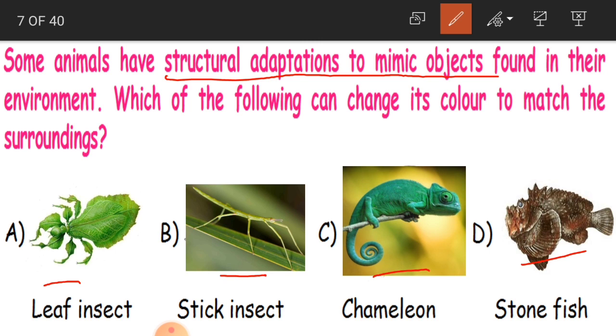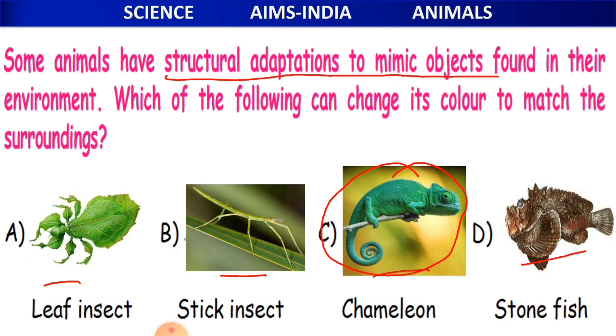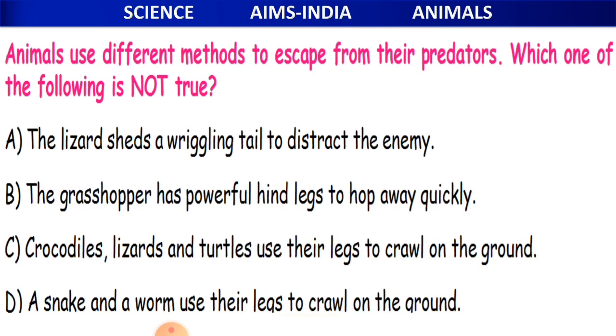Yes, it is the C option, that is chameleon. So it can change so many colors according to its surroundings. Clear? So you can see yellow, red, green. According to its surroundings, it can change many colors. So C is our correct answer. Again the next question, children.